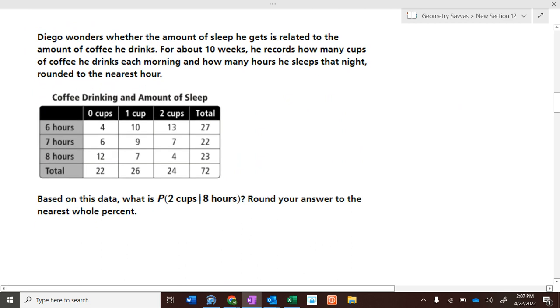Diego wonders how much sleep he gets if it's related to how much coffee he drinks in a day. For 10 weeks, he records how much coffee he drinks in the morning and how many hours he sleeps at night, rounded to the nearest hour. What's the probability that, given he sleeps 8 hours, he will have drunk 2 cups of coffee? Given the 8 hours, what is 2 cups?